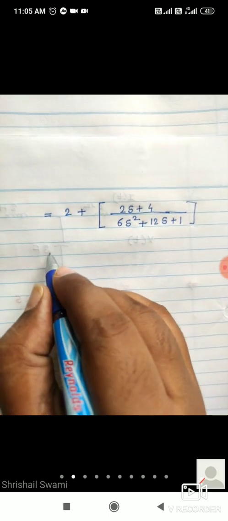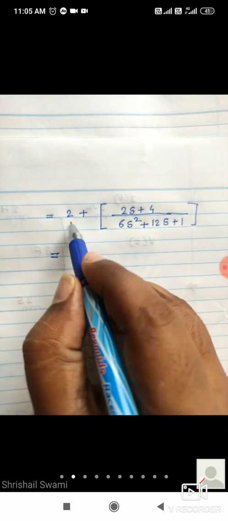So inside the bracket, what is coming now? That is 2s plus 4 in the numerator. In the denominator, it is 6s square plus 12s plus 1. So still we have not got the last answer. So still you have to take the cross multiplication.